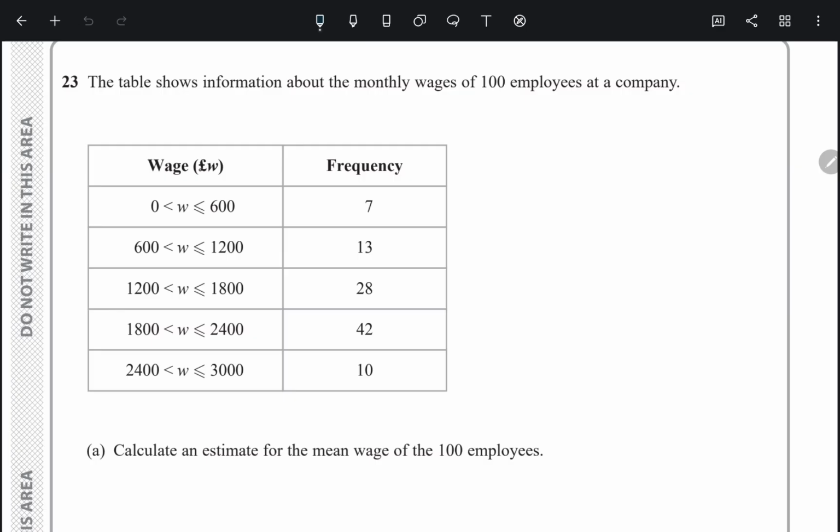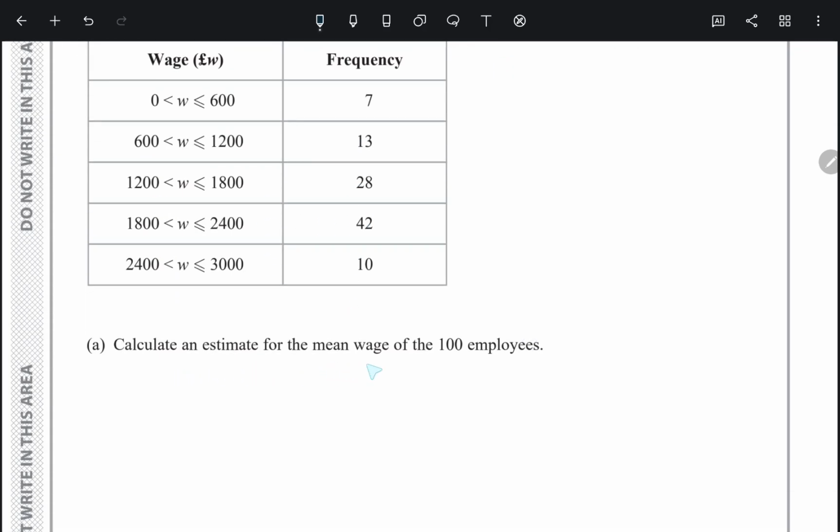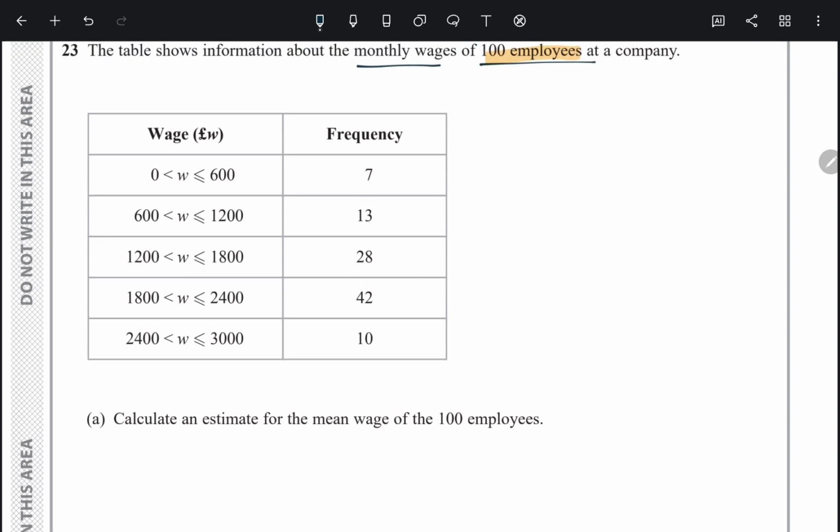Question 23 says the table shows information about the monthly wages of 100 employees at a company. The wage from 0 to 600, there's 7 employees, and 600 to 1200, that's 13, and the information are given. We have to calculate an estimate for the mean wage of the 100 employees. To find the mean wage, we have to find the midpoint for each of the class and multiply the midpoint by the frequency, and we have to add all of them. So the midpoint is 300 for this, 900 for this class, 1500 for this class, 2100 for this class, and 2700 for this class.